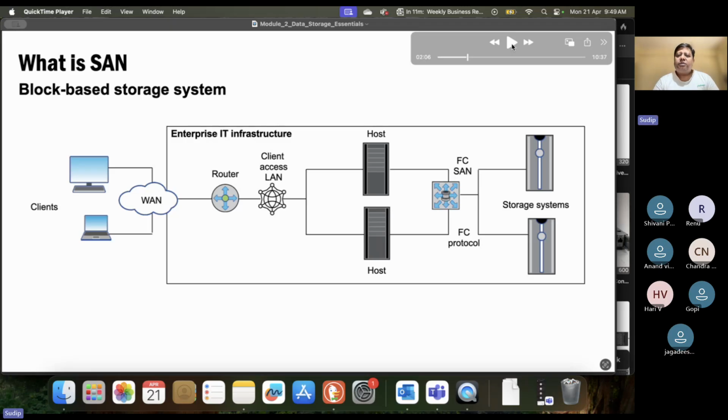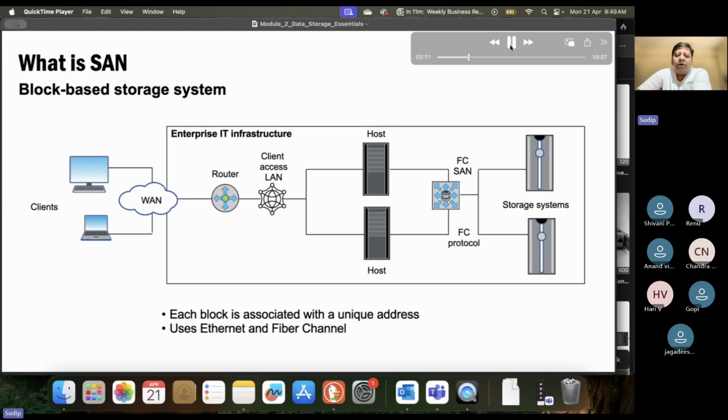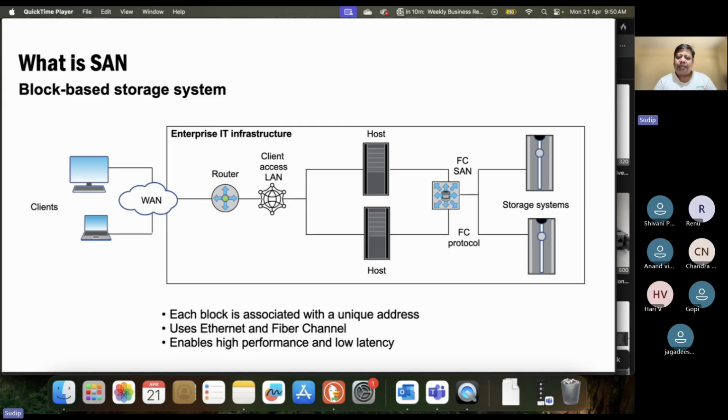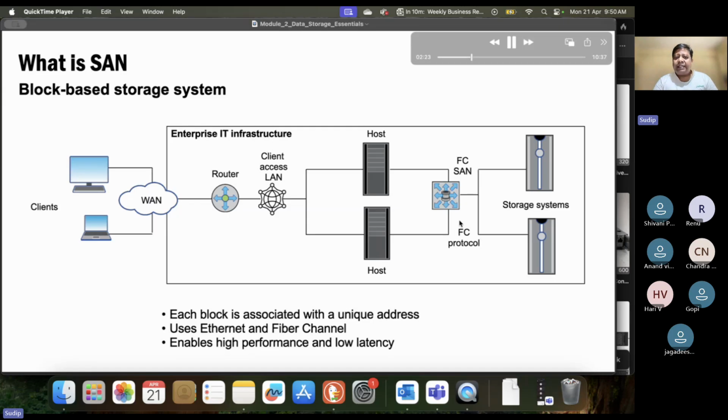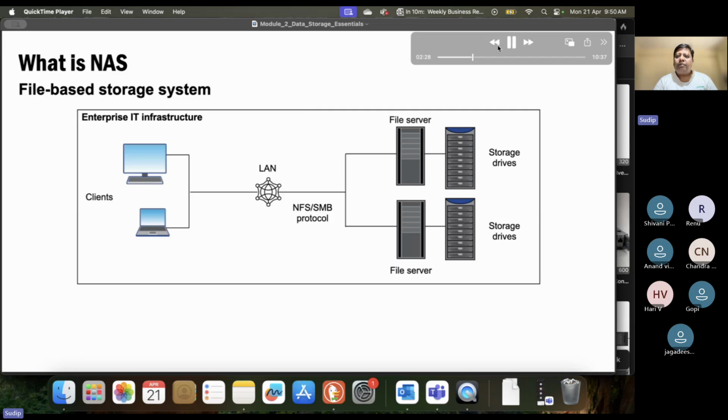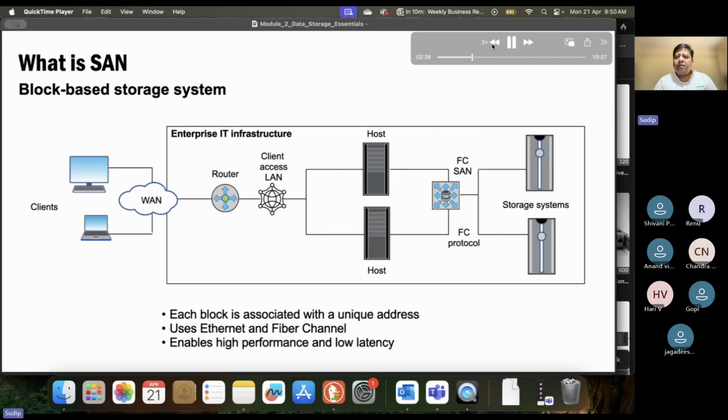Okay. So SAN is also called block-based storage, and I'll tell you why. And NAS is called file storage. In block storage, each block is associated with a unique address, and this media can be either Ethernet, which is copper, or fiber channel, which is optical. The characteristic of such a storage connectivity is high performance and low latency.